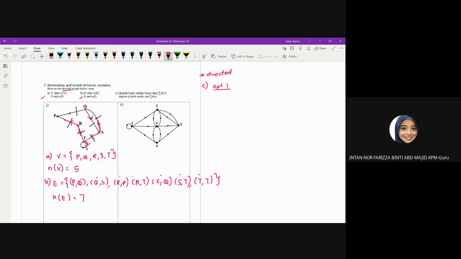Okay, option 1, so D in P, D in Q, D in R, D in PQRS, and D in T. The left-hand side is for my in only. Right-hand side is my out. RST.